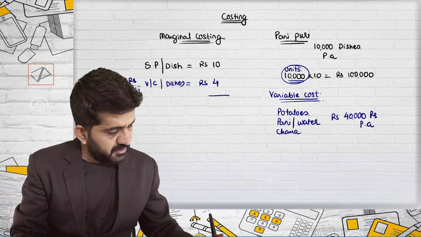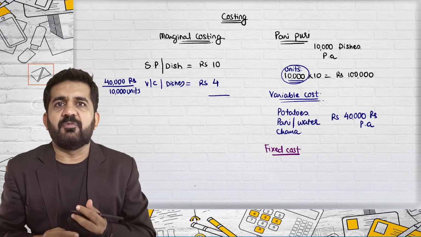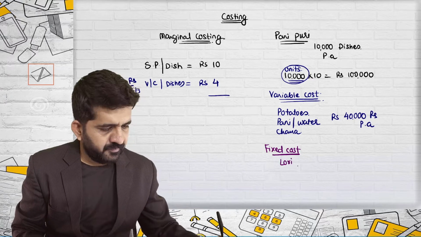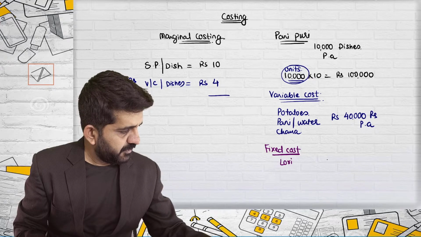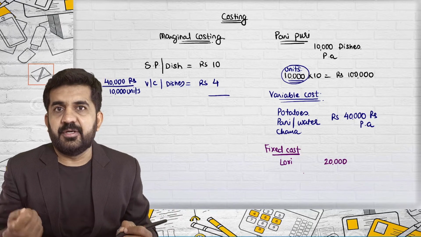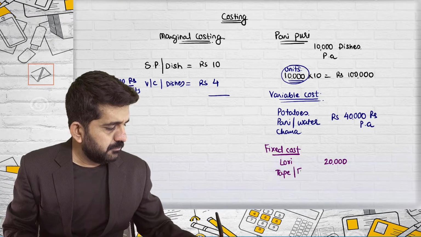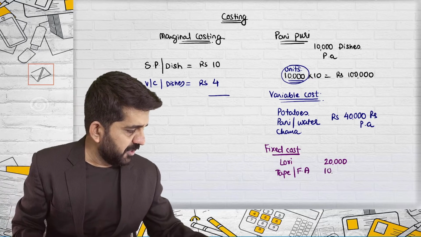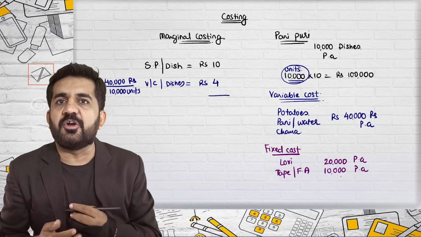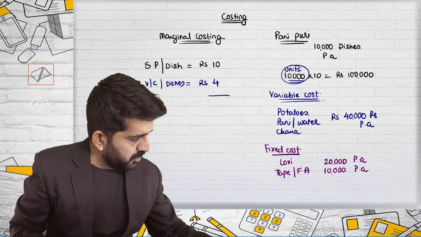Let us try to understand some fixed cost. We do not have a shop of Pani Puri; we have a lorry of Pani Puri. So the fixed cost will be the lorry, which is 20,000. Tape recorder and other fixed assets installed in my lorry, and their depreciation is 10,000. These costs are also per annum. We might have taken the lorry on rent, and the rent per annum is 20,000 rupees. What is the total fixed cost?